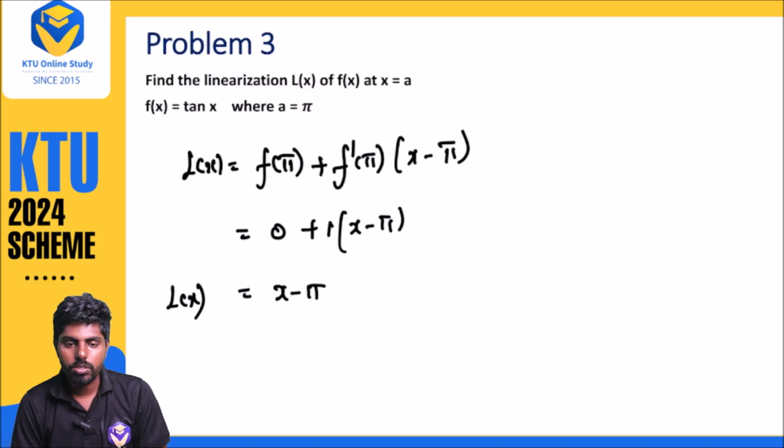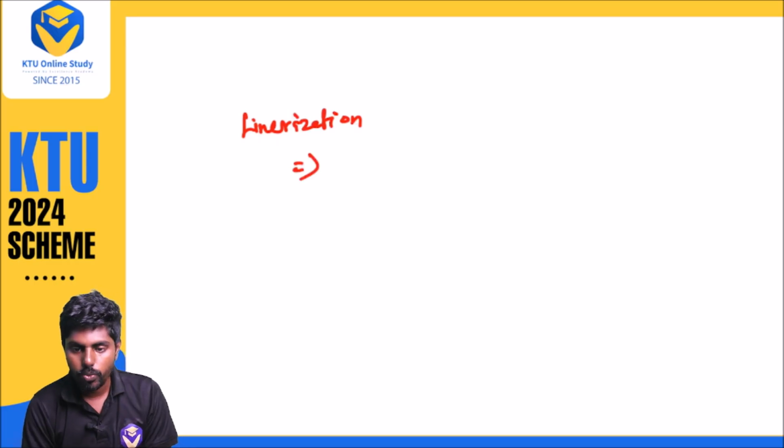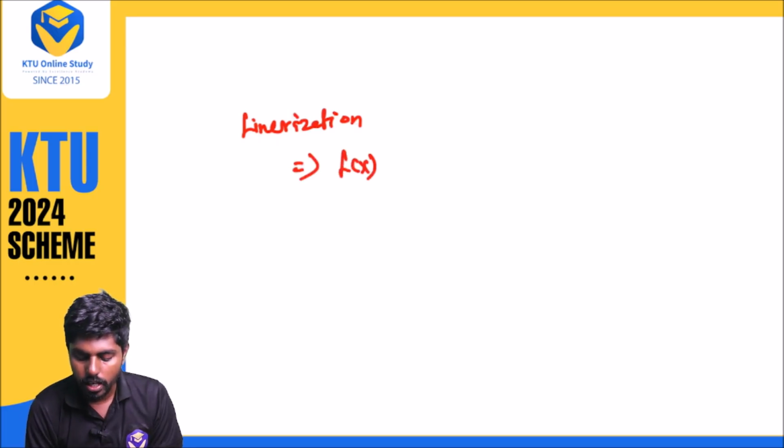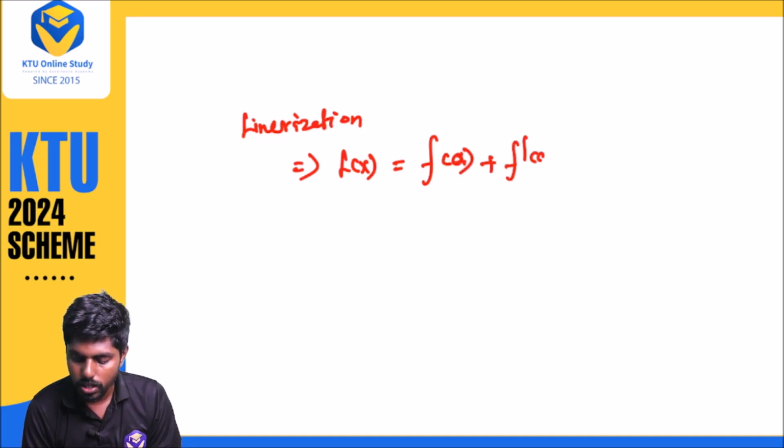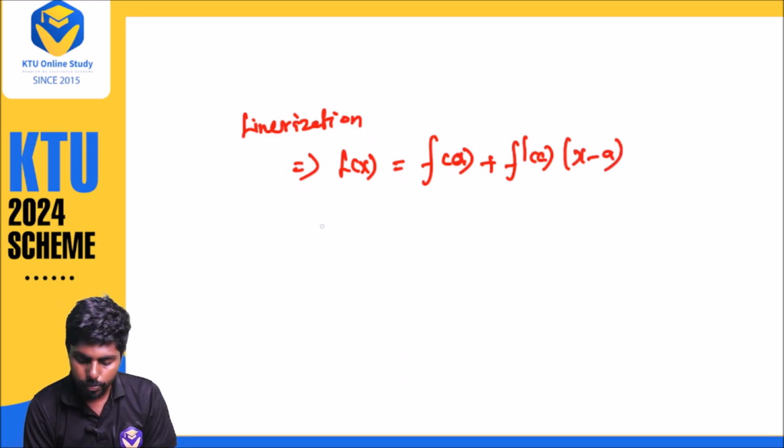So this is the concept of linearization. In linearization, if anything is asked, what do you want to do? You want to write the formula L of x is equal to f of a plus f dash of a into x minus a. The second step is replacing x with a. That is the thing you want to do.